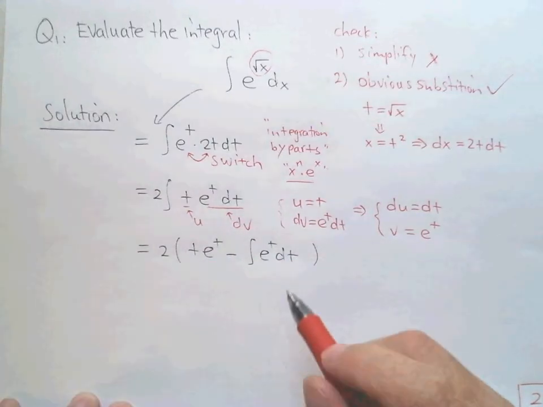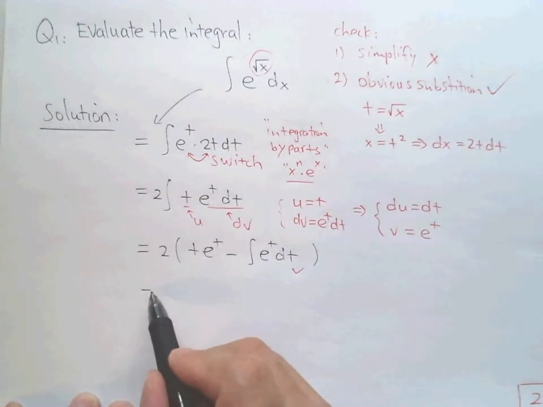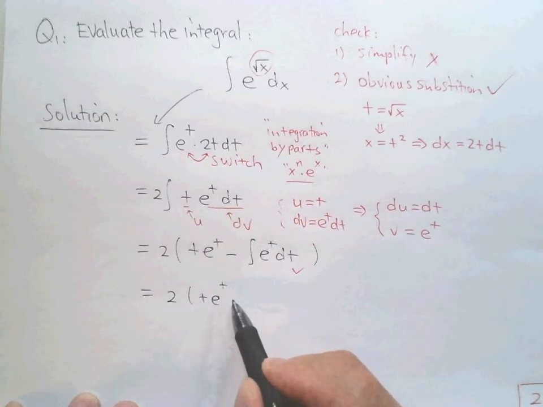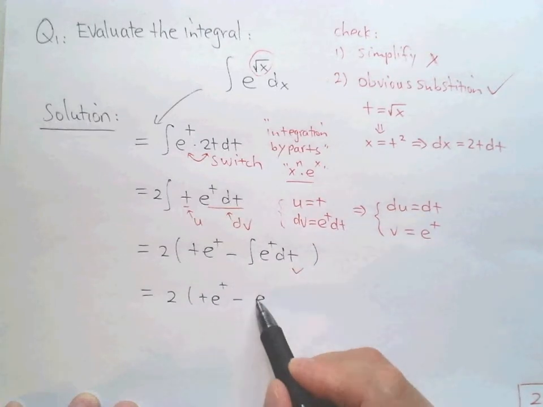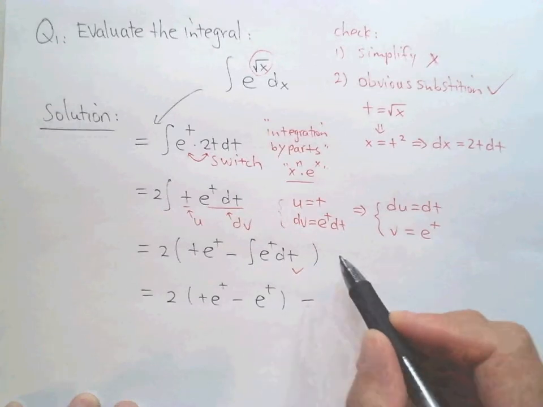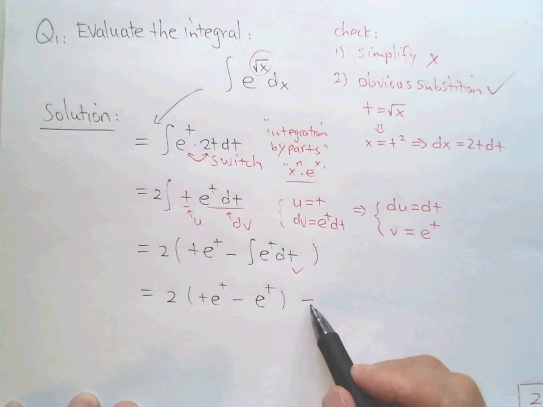Now this is a function, and this we know the antiderivative. That means we know everything. Okay, so I put it here now. It is 2 parenthesis t e^t minus. What is the antiderivative? e^t itself, right? Okay, down here we don't need the plus c because we have c there, right? But here we do need the plus c.